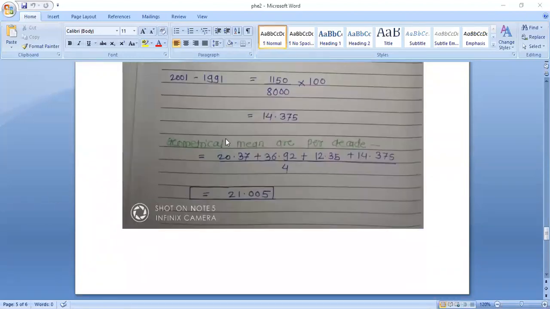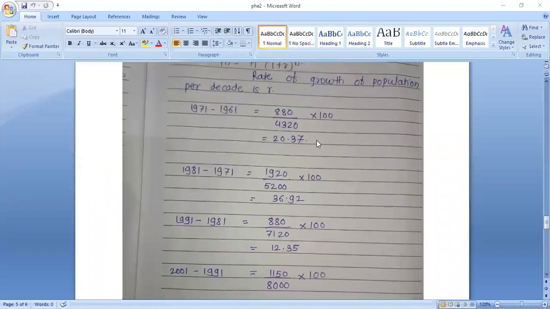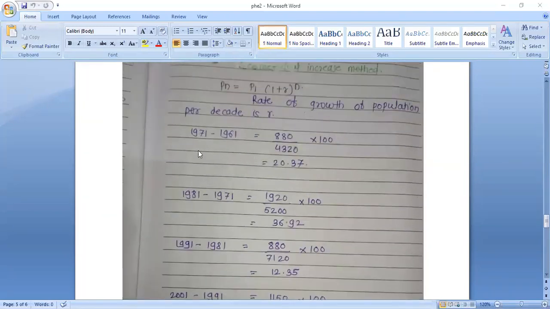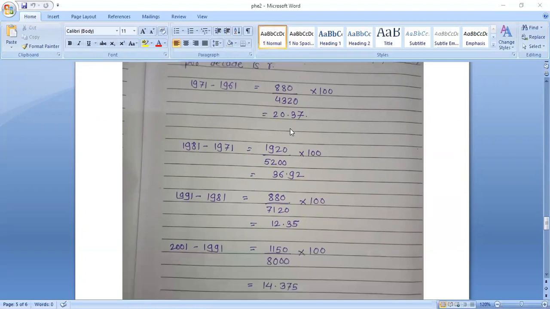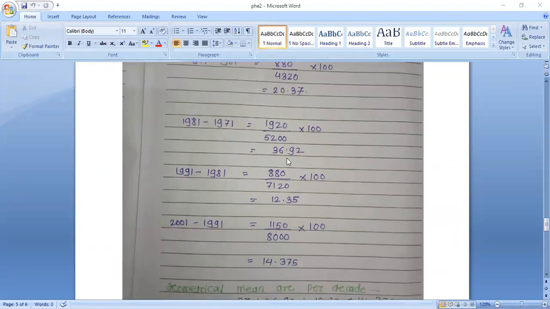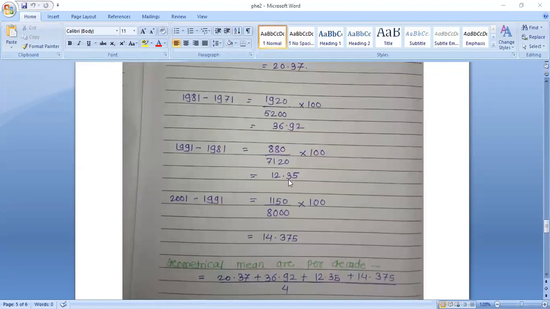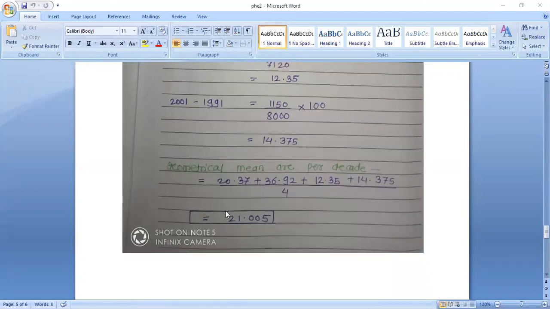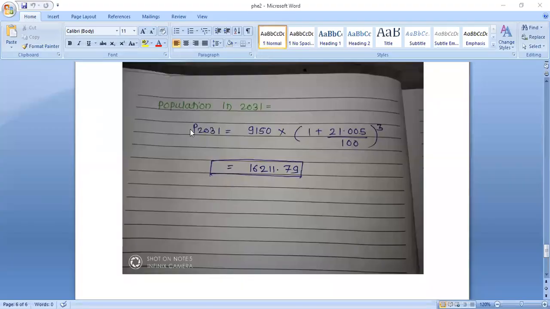The average is the rate of growth of population for every decade divided by the number of decades. That is, the rate of growth of population for the first decade is 20.37. Then for the next decade it is 36.92. Then for the next decade it is 12.35, and then for the next decade it is 14.37, divided by 4. The geometric mean for one decade is 21.005.